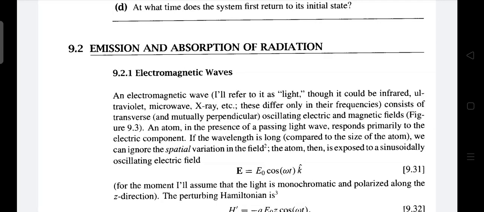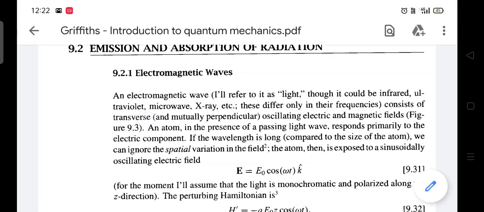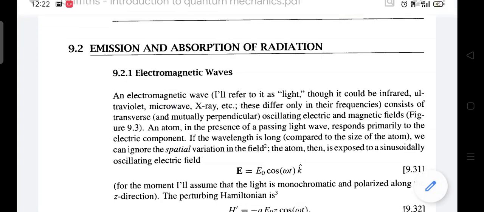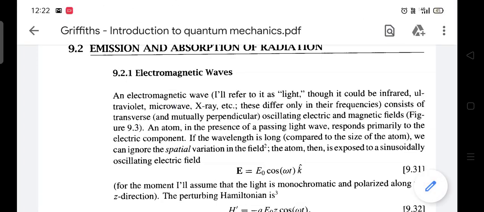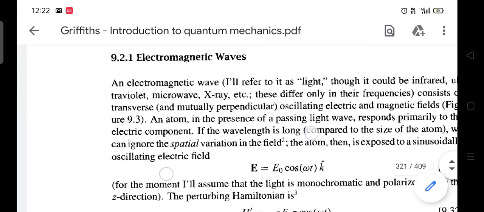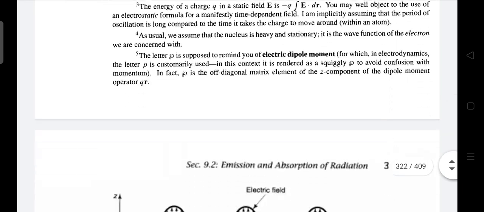Here an electromagnetic wave, I will refer to it as light. Electromagnetic light is an electromagnetic wave. It could be infrared, ultraviolet, microwave or x-rays, anything. Infrared, ultraviolet, microwaves and x-rays differ only in their frequencies. It consists of mutually perpendicular oscillating electric field and magnetic field as shown in the figure.